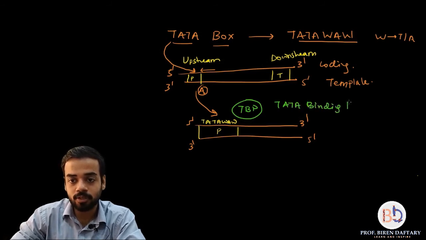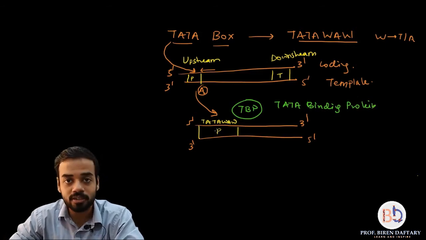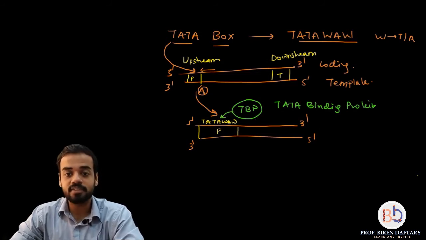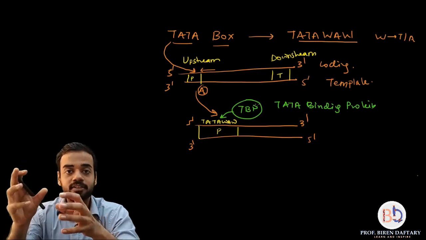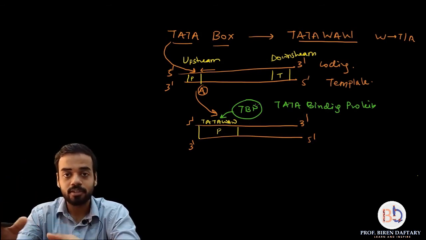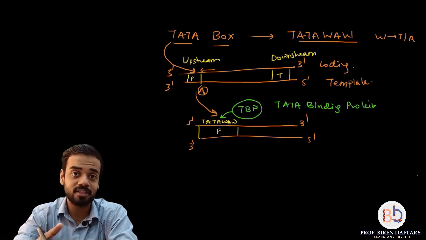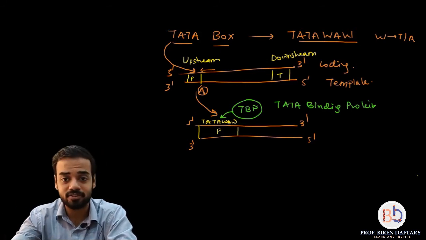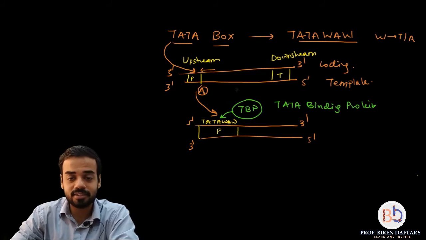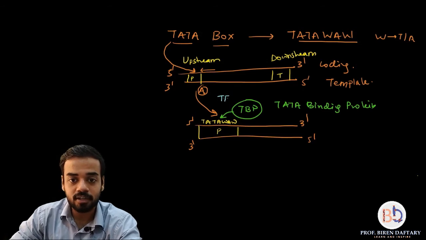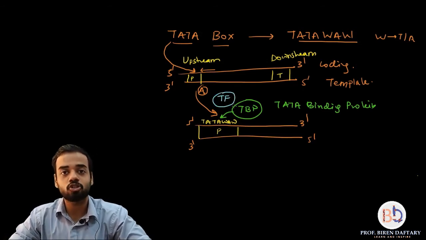Now TATA binding protein, as the name suggests, binds to this TATA box or TATA sequence on the promoter region. Once this TBP binds to the TATA region, the factors responsible for transcription come in. You know that for starting transcription there are factors, and for stopping transcription there are factors. For example, in prokaryotes there are sigma and rho factors, and in eukaryotes there are other factors. So all these transcription factors, which I can write down as TF, are the factors which start and stop transcription.